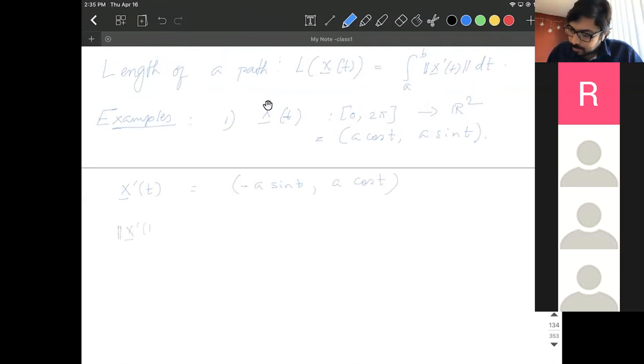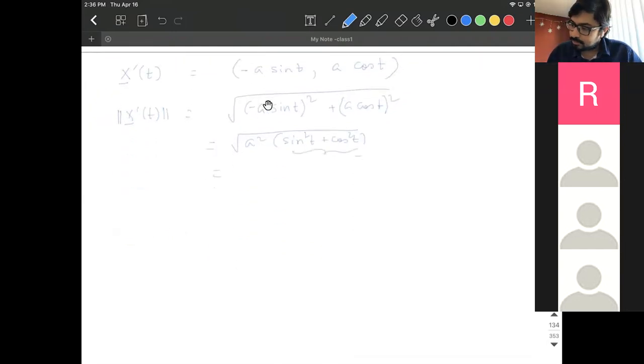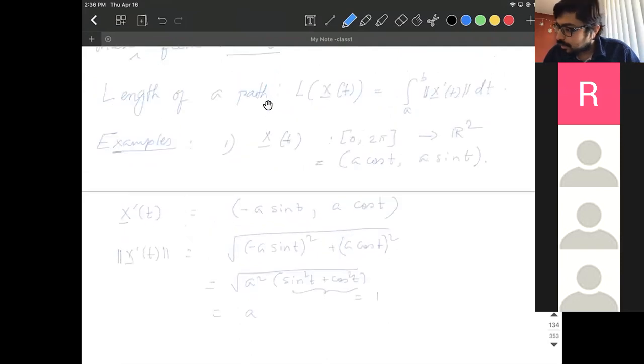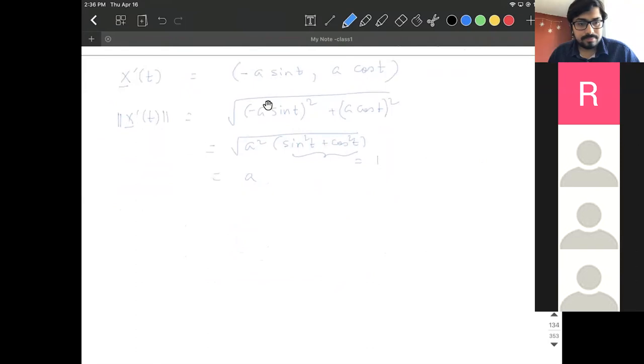And the norm of x prime of t is the square root of (minus a sine of t) squared plus (a cosine of t) squared. So this is a squared times sine squared t plus cosine squared of t. And all of you know this identity that this is equal to 1. So this is given by a. I mean, technically it's mod of a, but of course, a being the radius, you have that it's greater than 0. So this is a, okay?